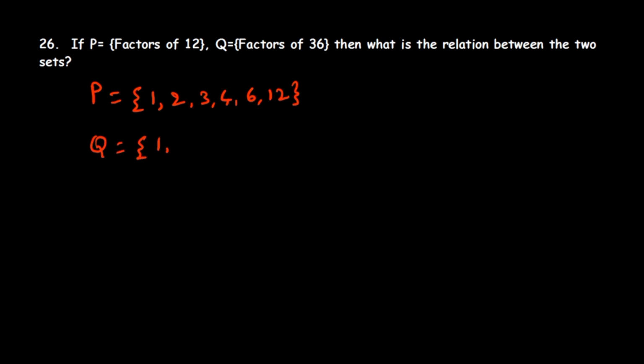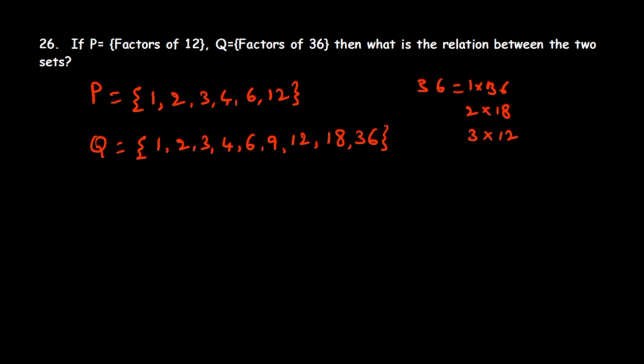You can write like 1, 2, 3, 4. Yeah, 5 is not a factor of 36, but 6, 7, 8, 9 is a factor because 9 4s are 36, and 10, 11 are not factors. Again 12, because 12 3s are 36. After that 18, next 36. If you write it out, 36 equals 1 36, 2 18s, 3 12s, 4 9s and 6 6. So here we have covered all these numbers. These all are the factors of 36.